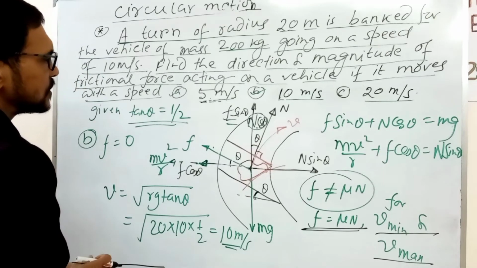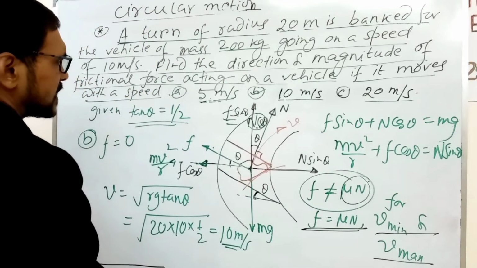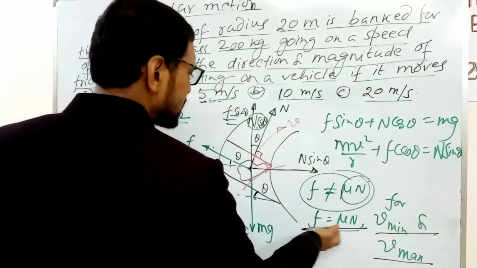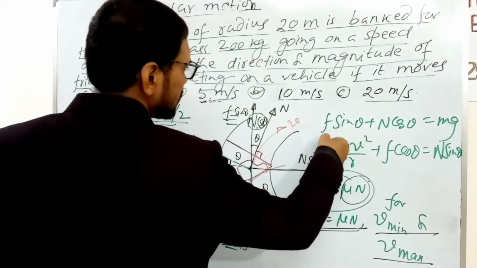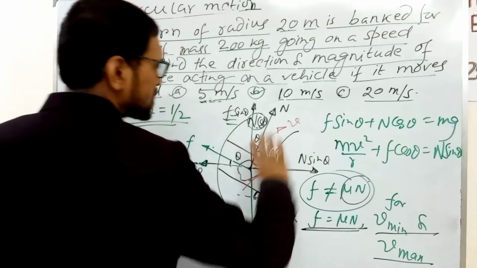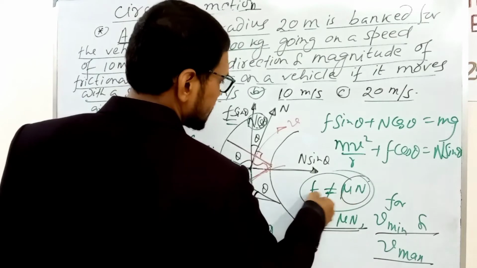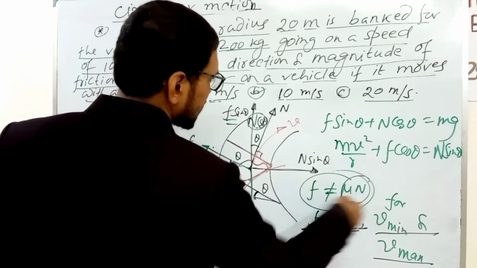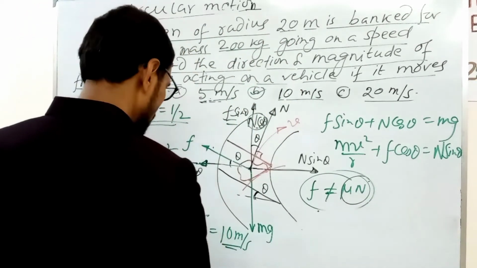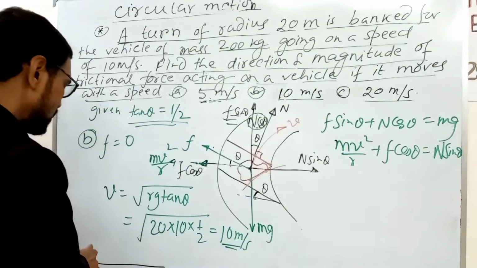Friction may take any value. Suppose this value is maximum, friction can adjust itself, so friction takes any value. If we are asked to find minimum velocity and maximum velocity, then we can apply mu into n. But here friction takes any value, so we have to find friction from this equation. Here friction is not equal to mu n. Students generally make the mistake friction equal to mu n, mg cos theta, but this is not correct. Friction is not equal to mu n here. So we have to find the friction from this equation.